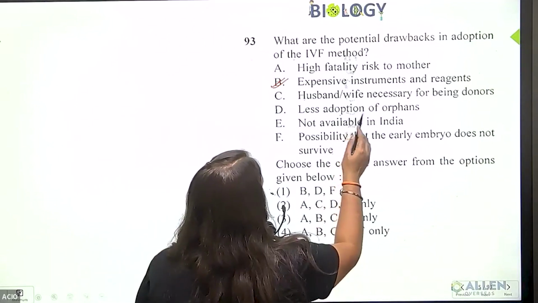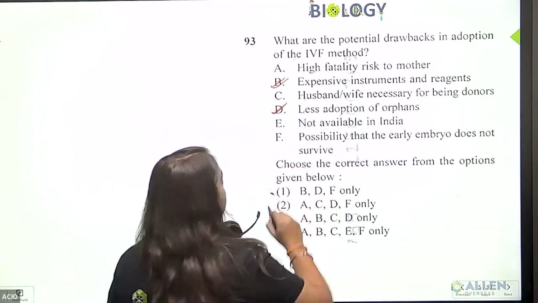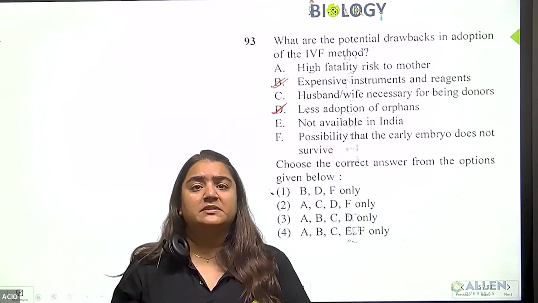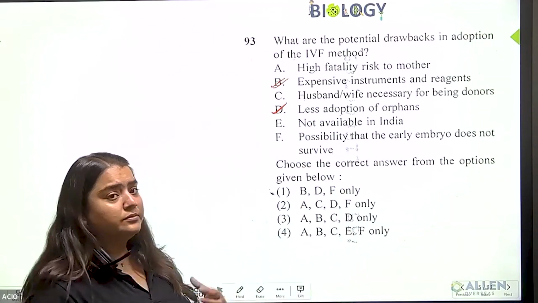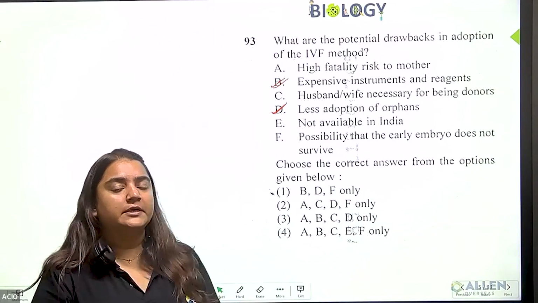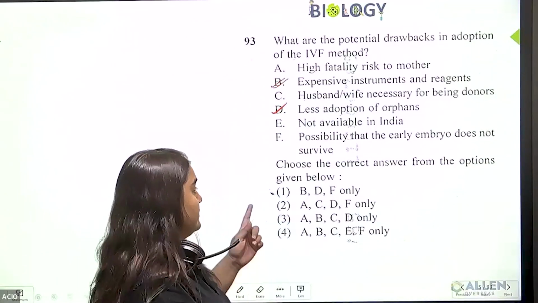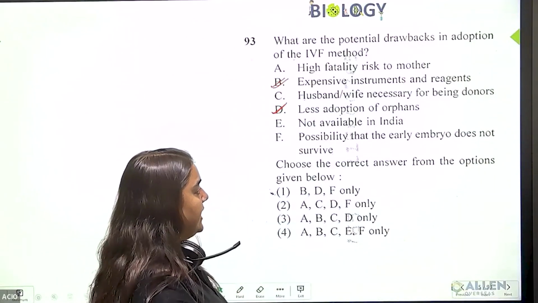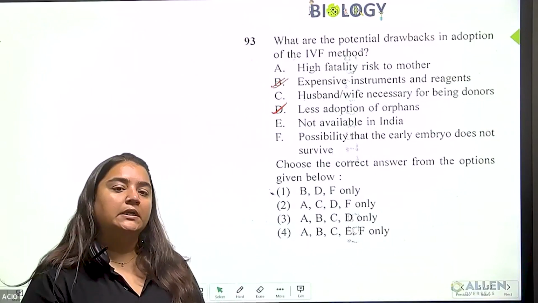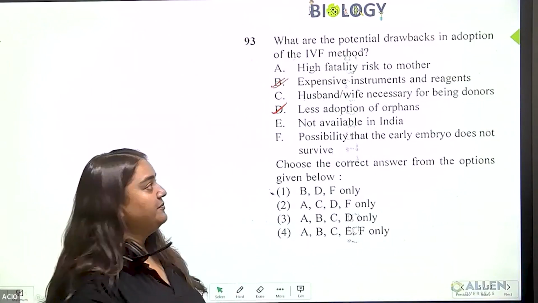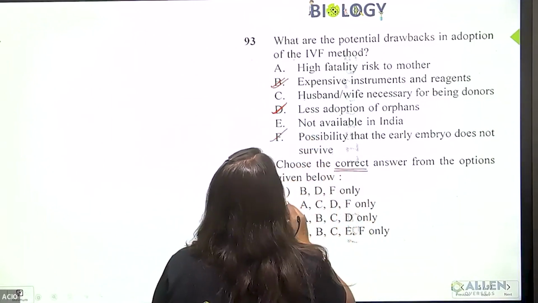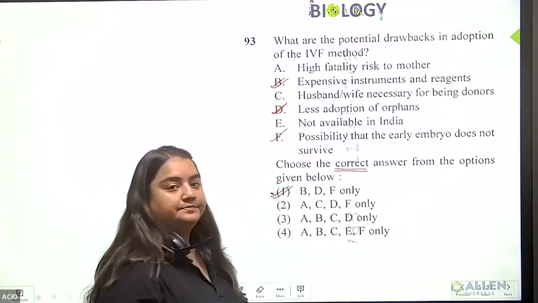Next, less adoption for orphans? Yes, if you go for IVF, the chances of adoption become less, so there will be more orphans. Not available in India? For sure, it is available in India, so it's a wrong one. Possibility that the early embryo does not survive? Yes, it might be possible that the early embryo might not survive properly. So we have to tick mark the correct ones. So B, D, and F are the correct ones.